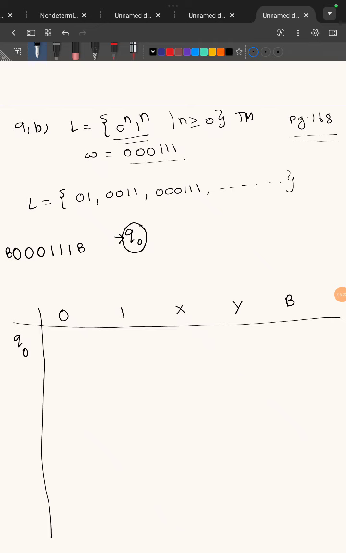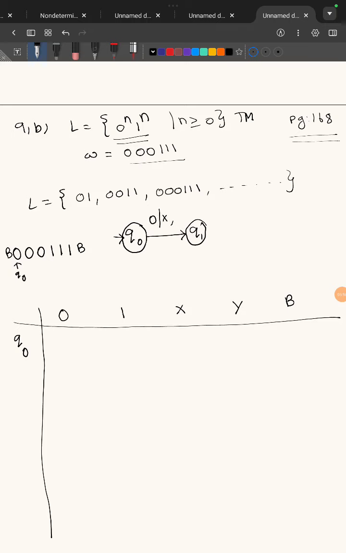First, I am in the initial state Q0. So this is your Q0. What are we reading? We are reading 0. On reading 0, what are we going to do? We are going to replace the 0 with x. So I will go to the state Q1. I am reading the symbol 0, that I am going to convert to x.